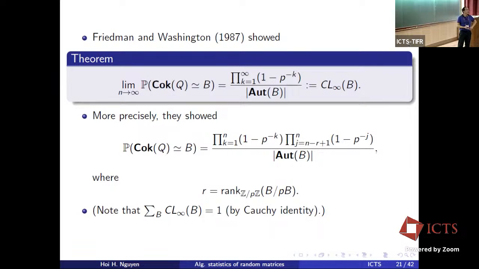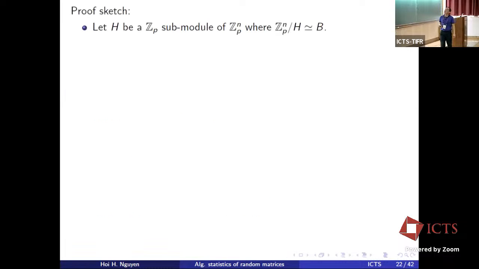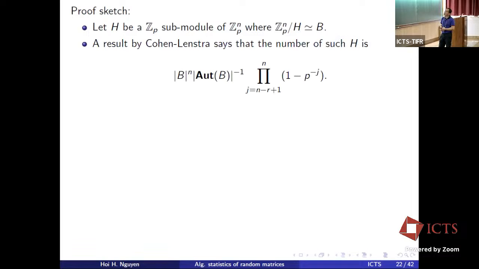Okay, so I don't know if it makes sense or not, but I will try to convince you why they got this formula. It's a little bit difficult because if we cannot explain the nicest model, then there's no way that we can understand the rest. Let me summarize the proof sketch. Let H be a Z_p submodule of Z_p^n where the quotient is isomorphic to the group B that we would like to consider. Then there's a formula by Cohen-Lenstra saying that the number of such submodules is exactly this number, and that is where the size of the automorphism group pops out.